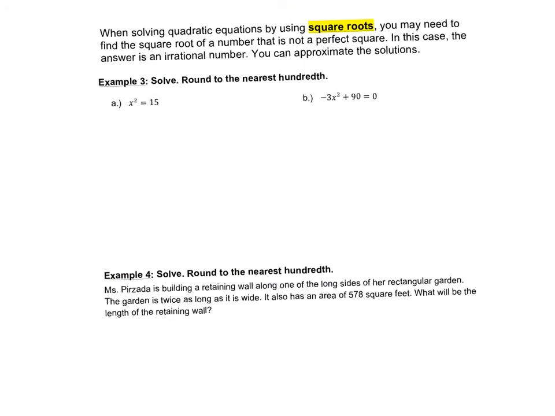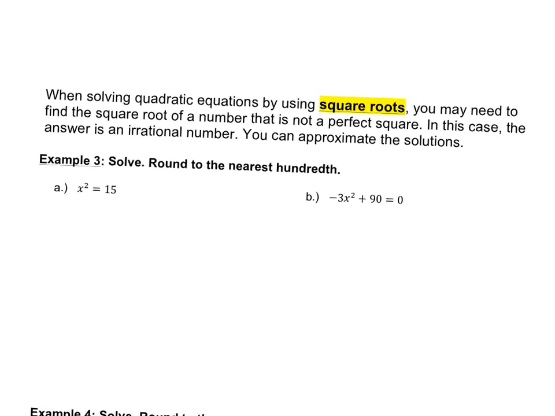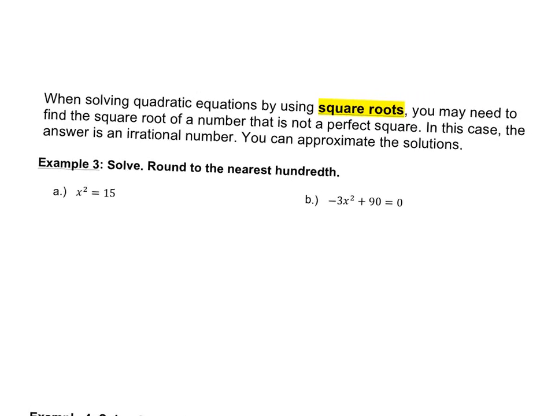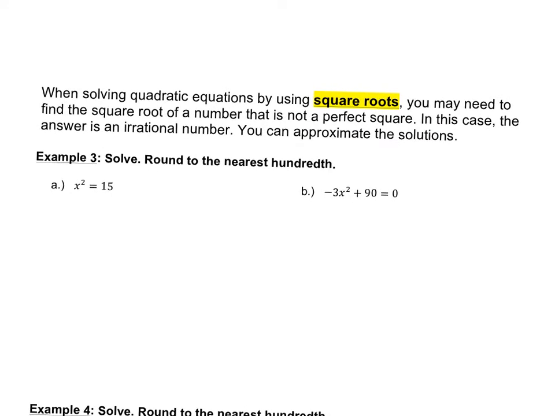What is the test? Of course, we're going to have some word problems to see the real world application of this stuff. When solving a quadratic equation by using square roots, you may need to find the square root of a number that is not a perfect square. In this case, you get what's called an irrational number, and when you punch it into your calculator, you have to make sure that you press another button that makes it into a decimal.